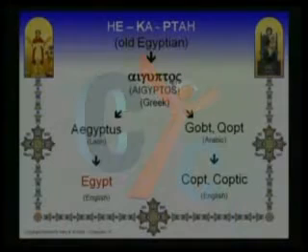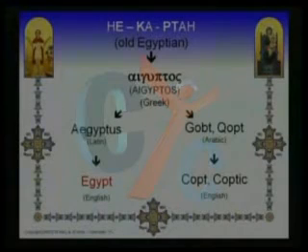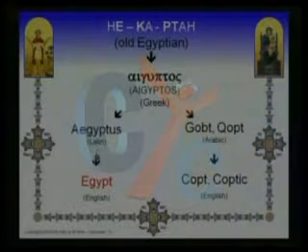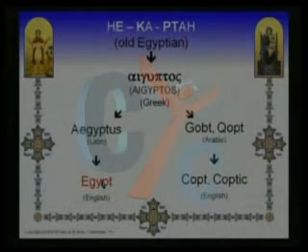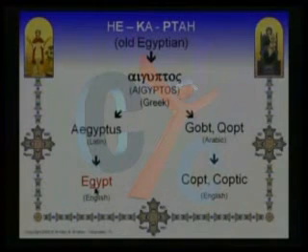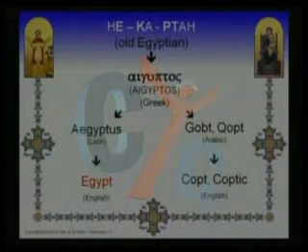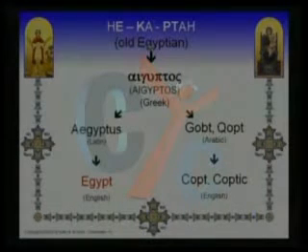From Aegyptus in the outside world came the Latin name, which is almost identical to the Greek word, Aegyptus. And from this Latin Aegyptus came the word Egypt in most of the European languages. So Egypt then can be traced back to the old Egyptian E-Kapta.